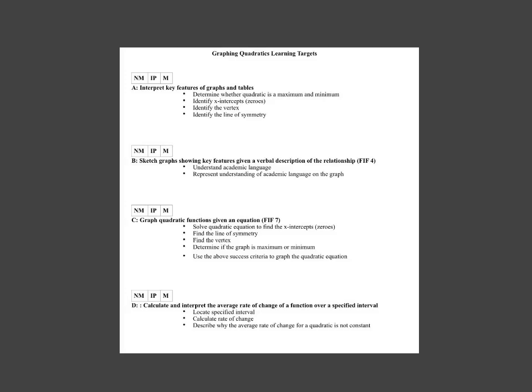Now go ahead and flip to the front. We are going to work on our last learning target, which is 3D. So I'm going to highlight 3D, which is calculate and interpret the average rate of change for a function over a specified interval. I'm also going to write today's date. For some of us it is going to be the 10th, some of us it'll be the 12th, 11th. I'm also going to highlight all of the success criteria needed.